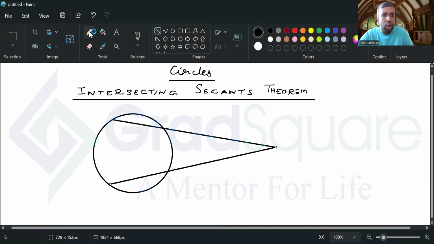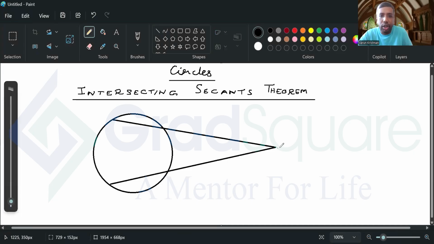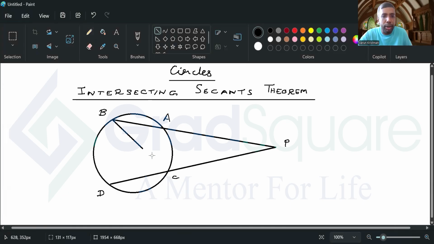For this theorem, we need two secants. Let's say that two secants are intersecting each other at the point P somewhere outside the circle. The first secant is intersecting the circumference of the circle at points A and B respectively, and the second secant is intersecting the circumference at the 2 points C and D respectively, suppose. To prove this theorem, I'm going to join this point B and this point C, and I'm going to join this point A and this point D.